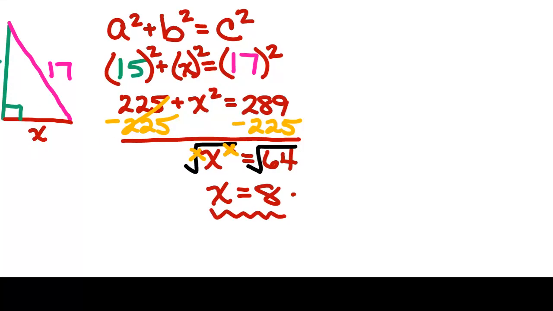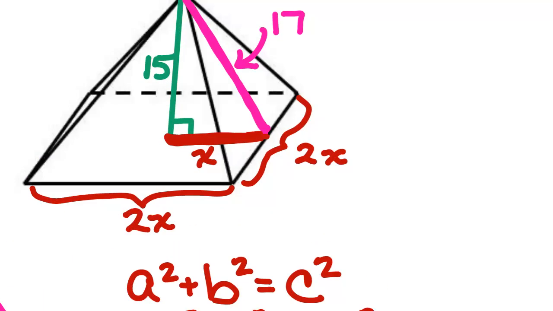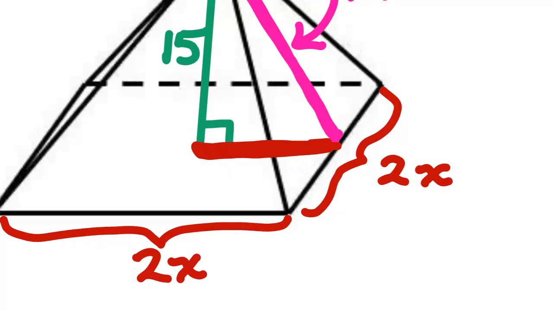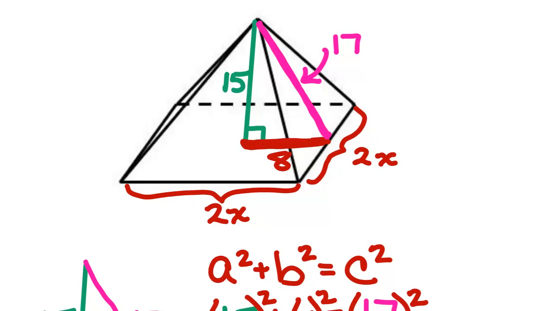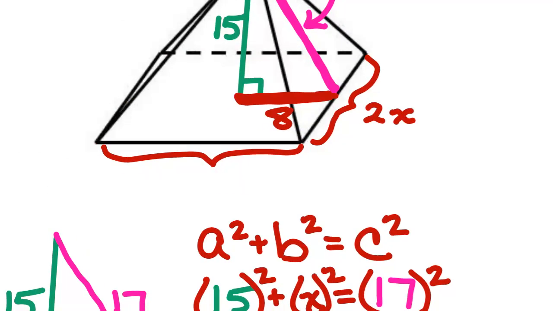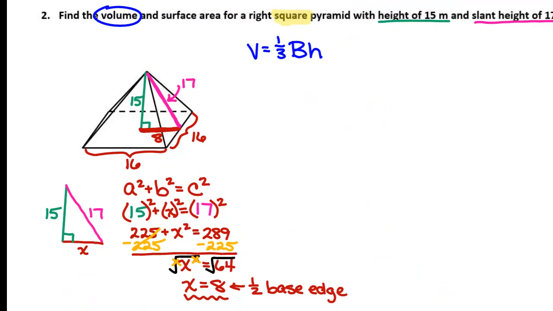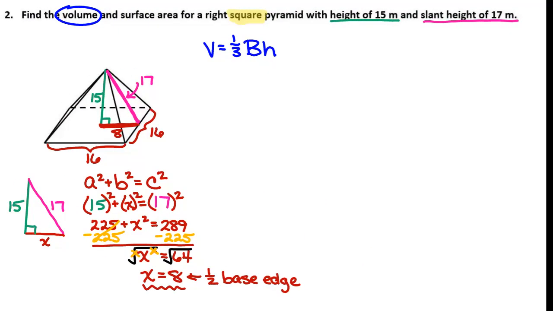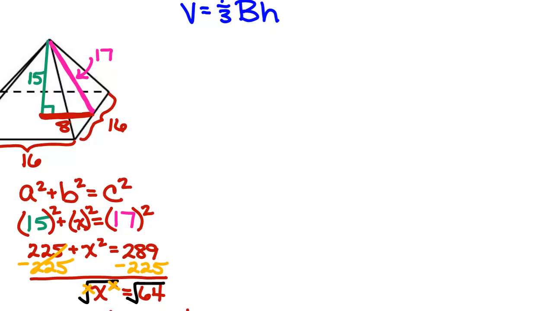So that is half of a base edge. So if that is 8, I'm going to replace it in my picture with an 8. How big is the base edge? 16. Now that we know how big the base edge is, can we find the area of the base? Yes. Area of the base, big capital B, is equal to side squared.